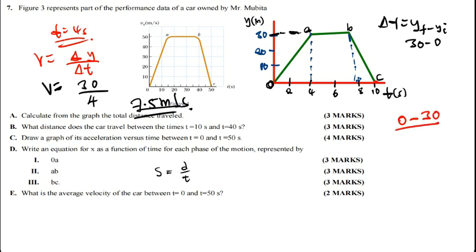Divide it by time. Time now, B to C, it is from 8 to 10. So 10 minus 8 is 2. So you end up having negative 30 divided by 2. So the velocity now at that point, since you are coming back, it is negative 15 meters per second.